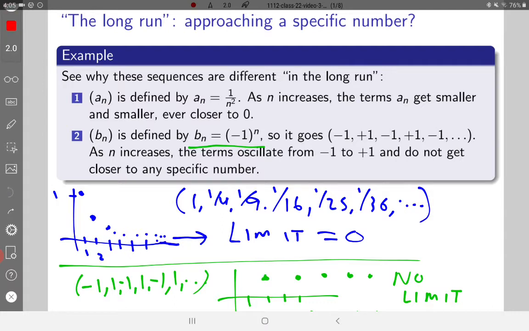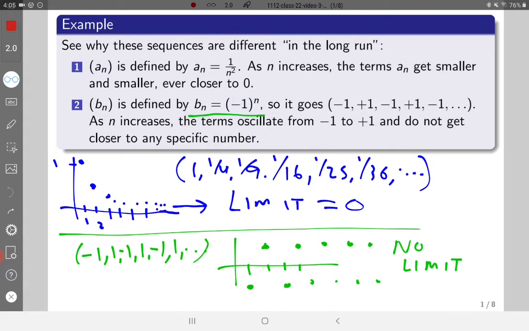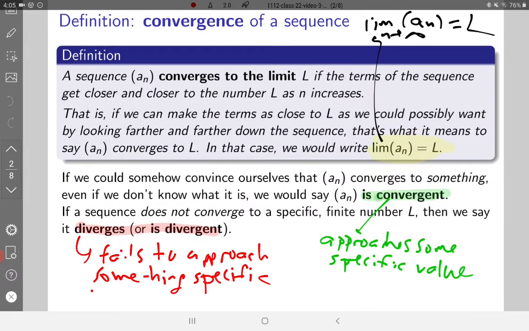However, in the BN example down below, if I lay out a set of boundaries around 0, let's say, then my values of the sequence don't land within those bars. They stay outside. And so in that sense, this sequence doesn't converge to 0, and it doesn't really converge to anything else either. It's just going to keep jumping back and forth from -1 to +1. It's not approaching something specific. And that's the sense in which it diverges. It fails to go towards a specific number.